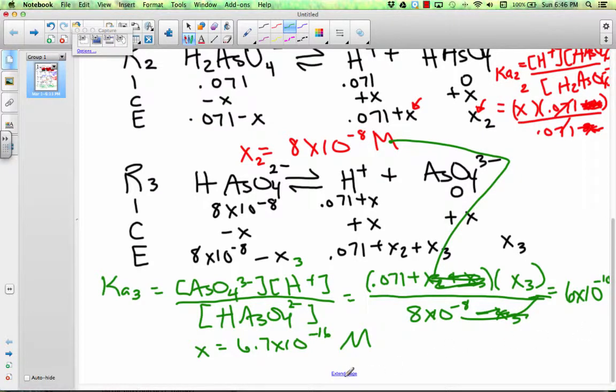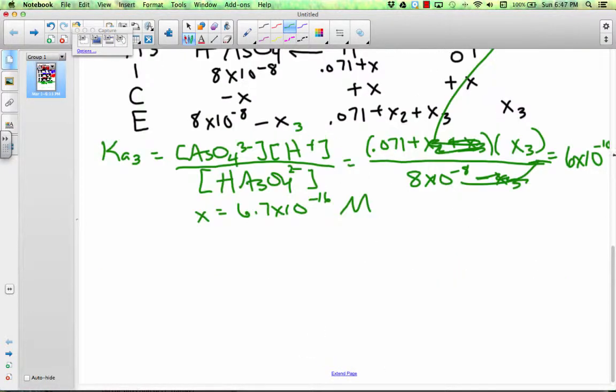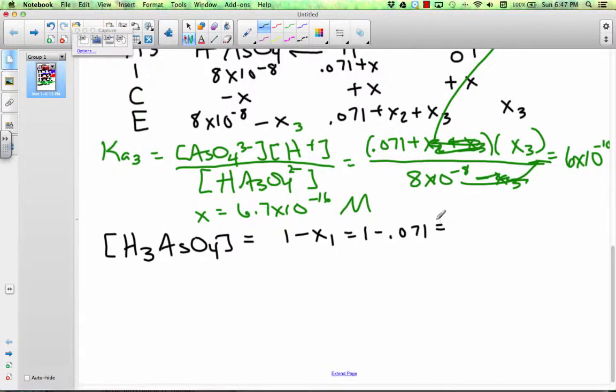So now let's summarize the concentration of all the ions in our solution. We had a lot to keep track of here, but I'm still going to have arsenic acid in its undissociated form to quite a large extent, actually. We started with a 1 molar solution, and I lost some x from my first dissociation. So that was 1 minus 0.071, and that gives me 0.929 molar.